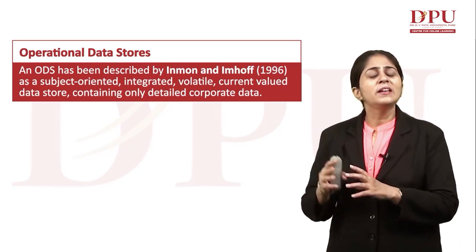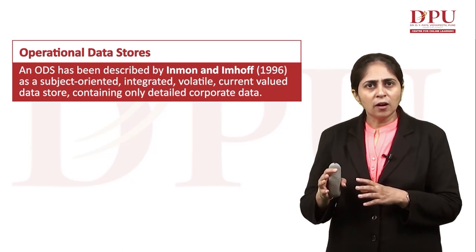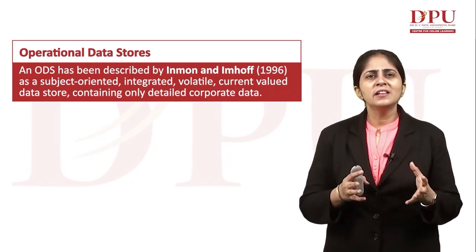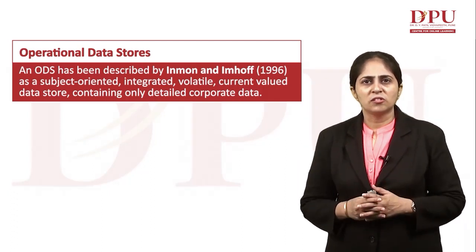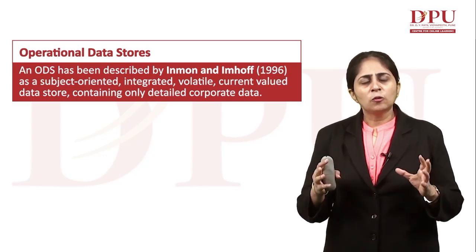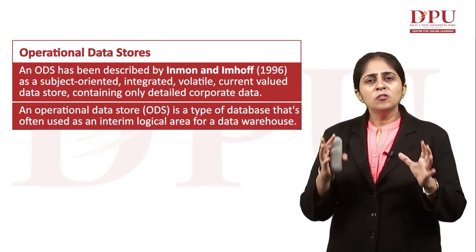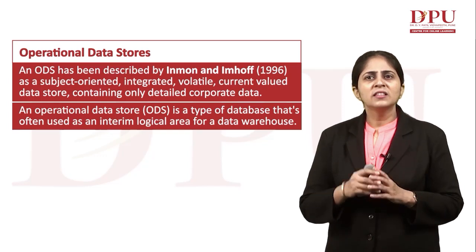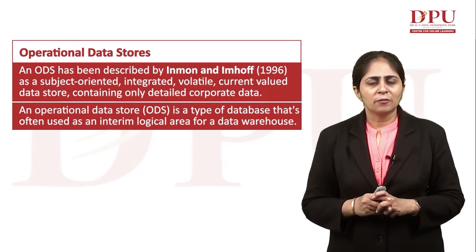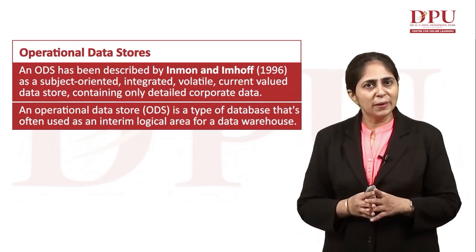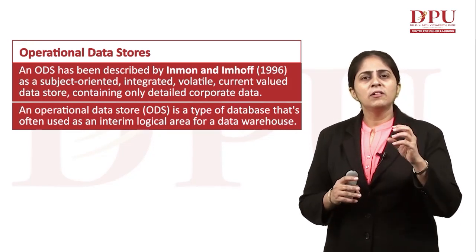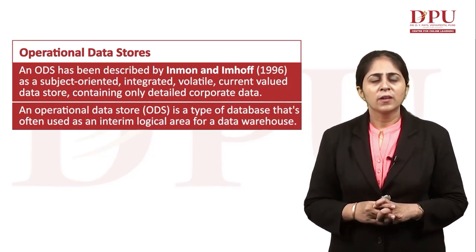While if we talk about the data warehouse, a data warehouse is a documented database which includes relatively recent as well as historical information and may also include aggregate data. An operational data store is a type of database that is often used as the interim logical area of the data warehouse. The data warehouse is bigger scale, and its logical area will be our operational data store.